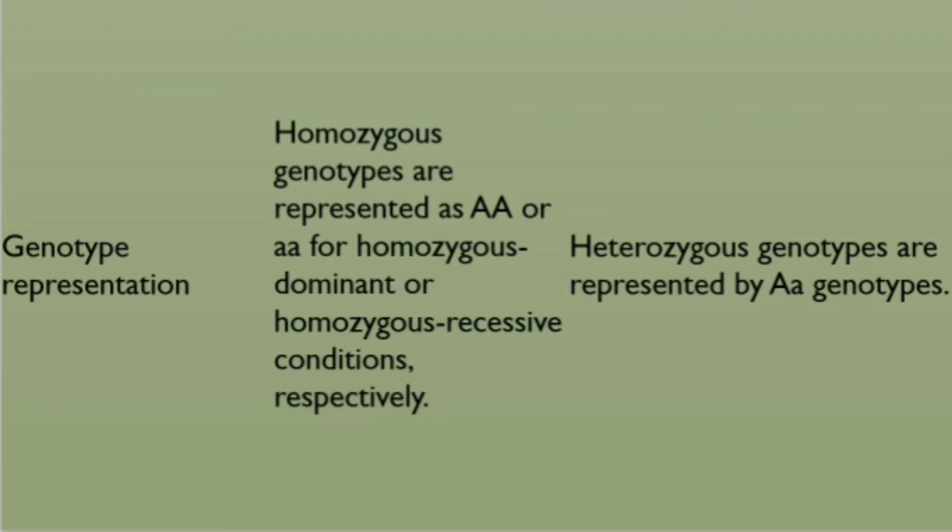But in the case of heterozygous, there is only one type of genotype, that is capital A and small a. Why is it? Because both the alleles in the case of heterozygous are different. Since they are different, only one type of heterozygous is present. Whereas in the case of homozygous, there are two varieties, homozygous dominant and homozygous recessive.